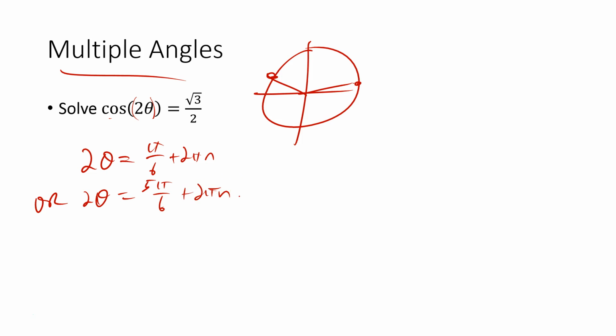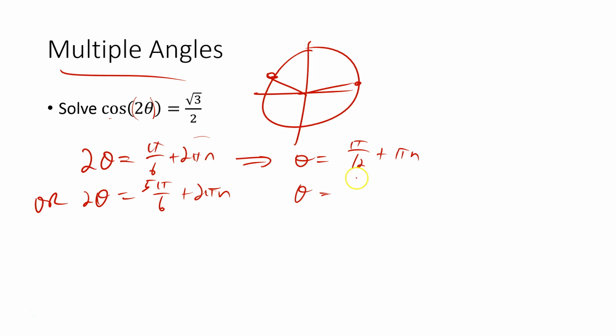So now what I'm going to do is take this solution. I know that if any pi over 6 plus any multiple of 2 pi is a 2 theta, then cosine of that value will be root 3 over 2. So I'm just going to divide by 2. This gives me theta would be pi over 12 plus pi n. Very important that you also divide the period by that number.